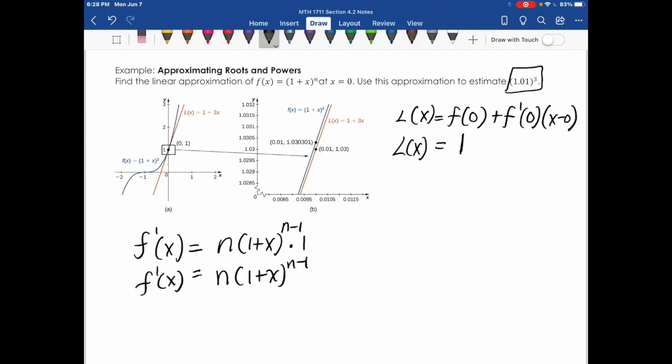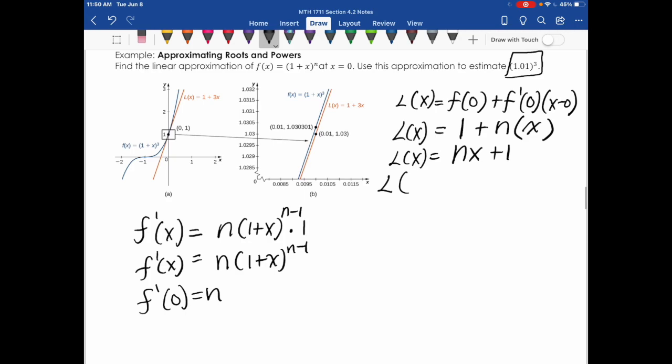So here's my derivative. And then if I evaluate that at 0, I'm going to have 1 plus 0 is 1. 1 to any power is 1. And then when I take 1 times n, I'm going to get n. So if I plug in 0, I'll get n for the derivative. And then in here, I'm just going to have x, because x minus 0 is just x. So my linear approximation, once I clean this up a little bit, is nx plus 1.